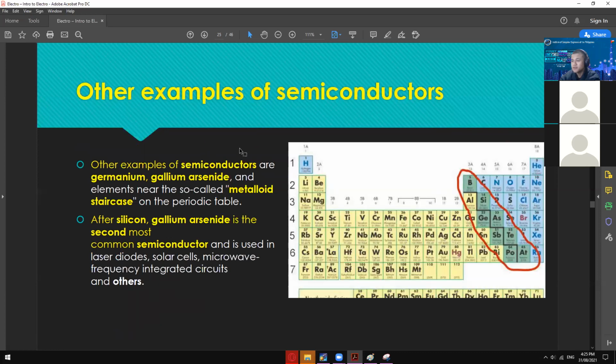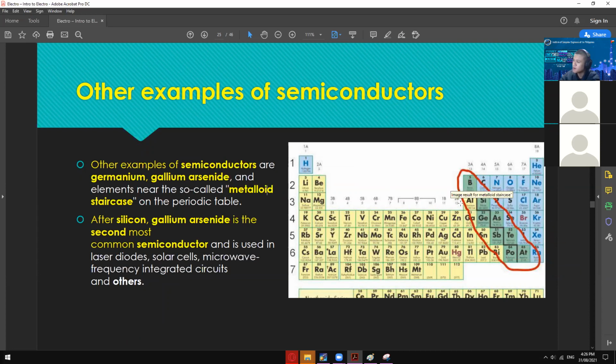So let's now move on to the other examples of semiconductors. Okay, which is this? What color is this? This is like blue-green. Okay, this one, the boron, silicon, germanium, arsenic, stibium, and so on and so forth. So we do call this one the metalloid staircase. Okay, this one, so this one is green.